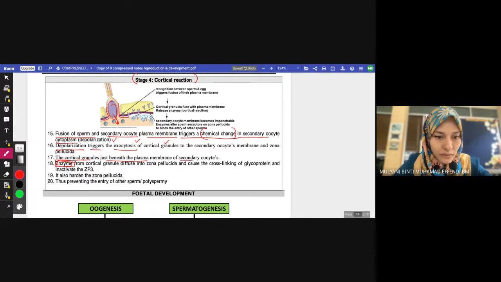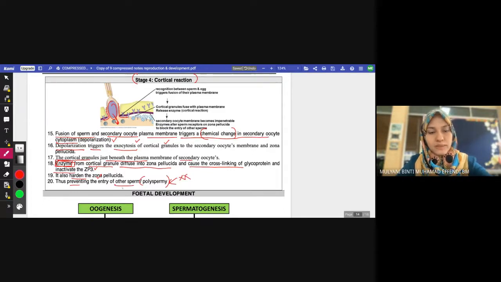So enzyme ni from cortical granules akan diffuse into zona pellucida and cause a cross-linking of glycoprotein yang akan inactivate ZP3, yang reseptor tadi tu kan. So dia akan inactivate lah. Bila dia inactivate, zona pellucida akan harden. So thus preventing the entry of other sperms, ataupun kita nak cakap yang cortical reaction ni pentingnya adalah mengelakkan polispermi.